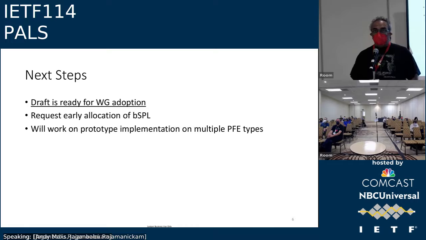We think that the draft is ready for working group adoption. We've been discussing this for over a year at this point. Internally, we've done a lot of fine-tuning, and so we think it's ready. In addition, we would like to start doing some prototypes of this, both on our chips and also, hopefully, the Broadcom folks will do some on their chips. Each of us has multiple types of chips, so we can get a sense of how easy or how hard it is to implement this on a variety of chip types. To do that, it would be nice to have an early allocation of a BSPL for FAI.